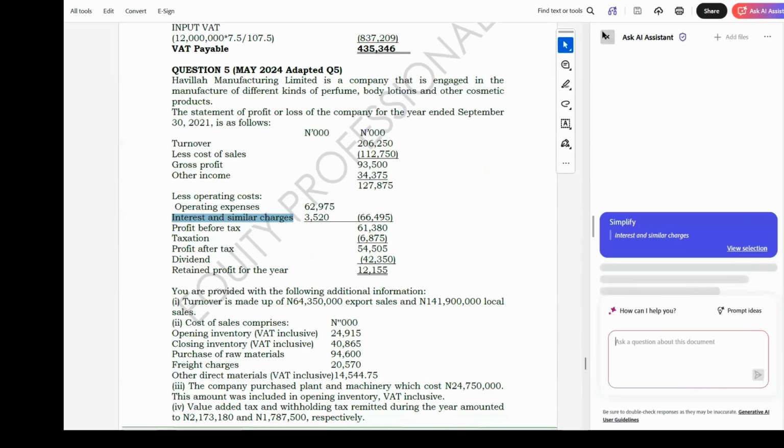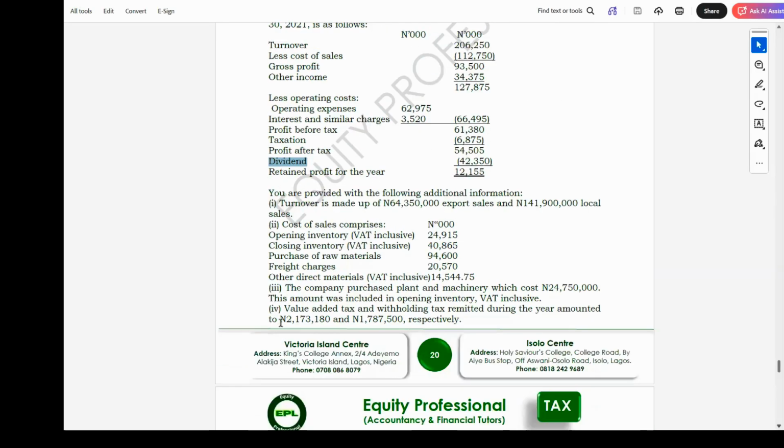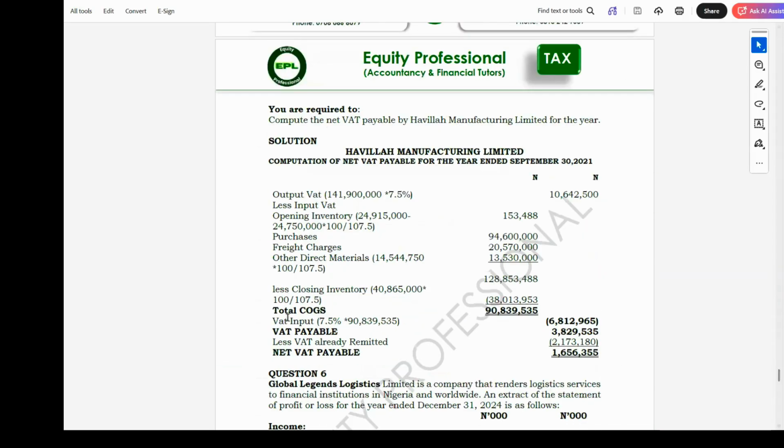Then we have profit. Profit is not subject to VAT. We have a dividend. Dividend is not subject to value added tax. That is a distribution of profit to the owners of the business. What it is subject to is withholding tax. So it's only the cost of goods sold that is subject to value added tax. So we now calculate our total.